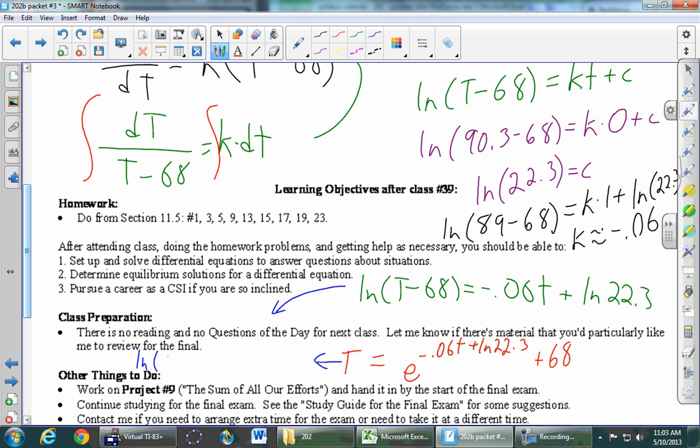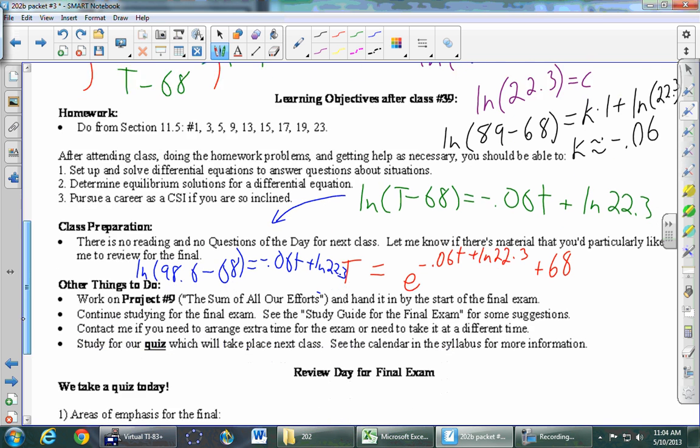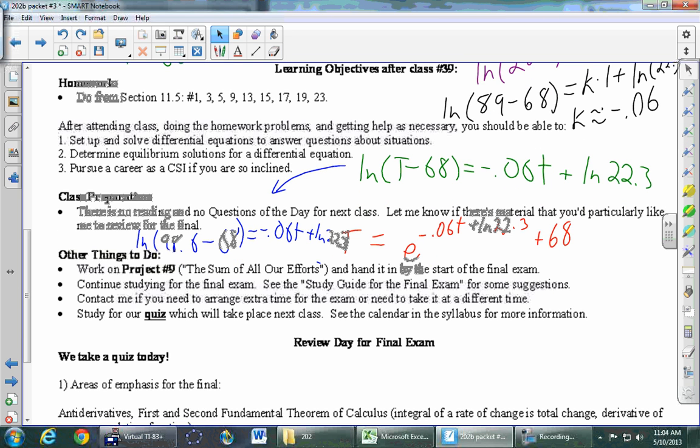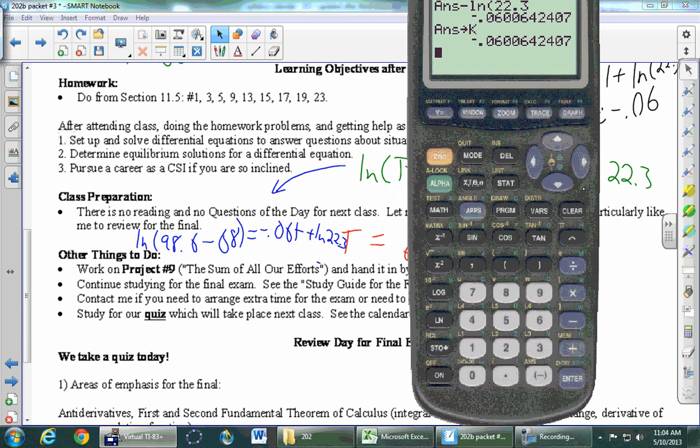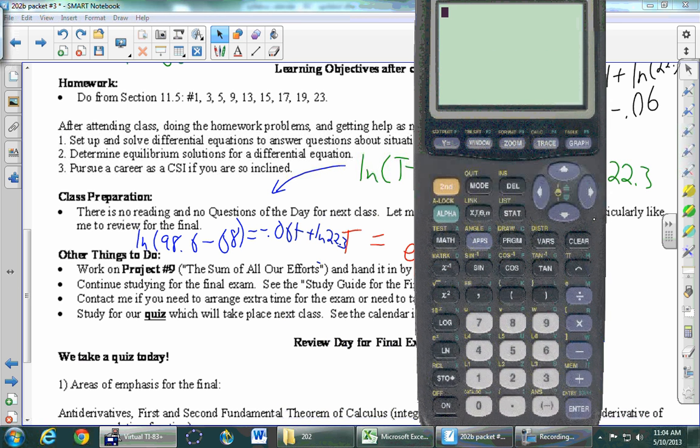So let's go back to this green equation. ln of 98.6 minus 68 is equal to, just copying the right-hand side, minus 0.06 t plus ln of 22.3. And then we solve for little t. So let's come back and just do this on the calculator, and we will solve the mystery. Okay, so ln of, what's in there again is 30.6. I'll just type it just so we see it up here. ln of 98.6 minus 68. Okay, so that's that ln.